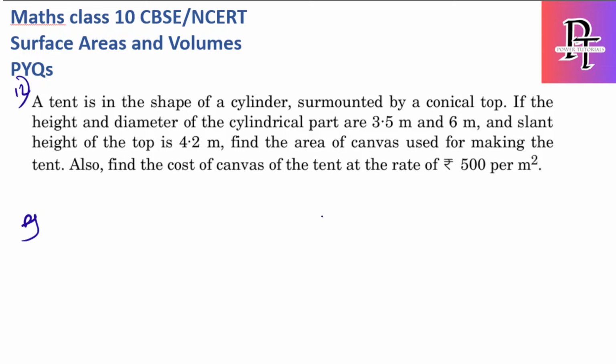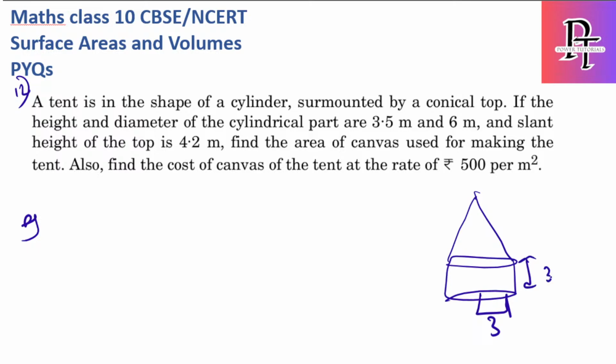Okay, there is a tent in the shape of a cylinder surmounted by a conical top. So we have something like this. I think a similar shape we already covered in another set as well. So you can understand that the same type of questions are repeated in different sets. The diameter of the cylinder part is 6, so radius is 3. Height of the cylinder is 3.5.